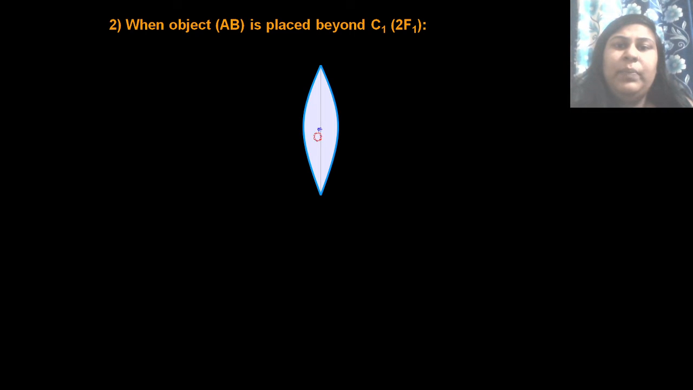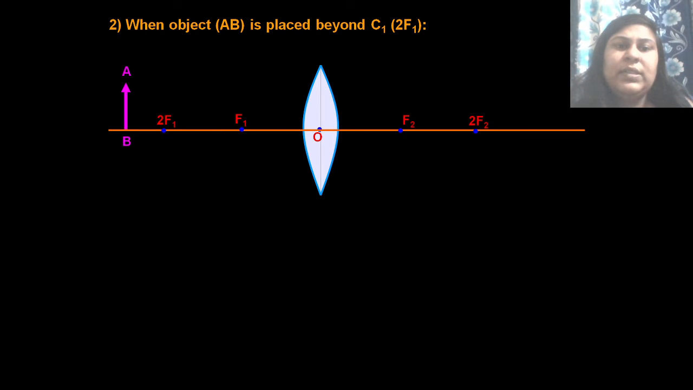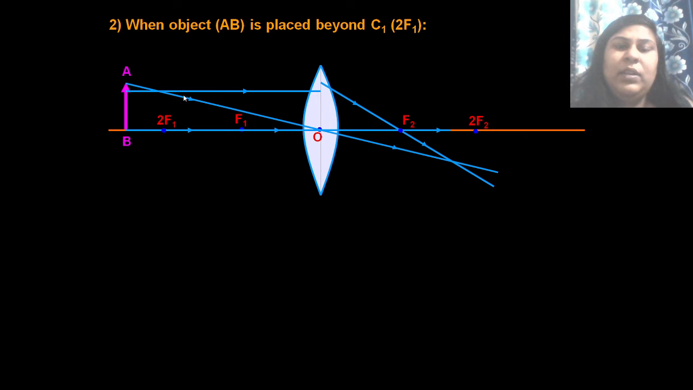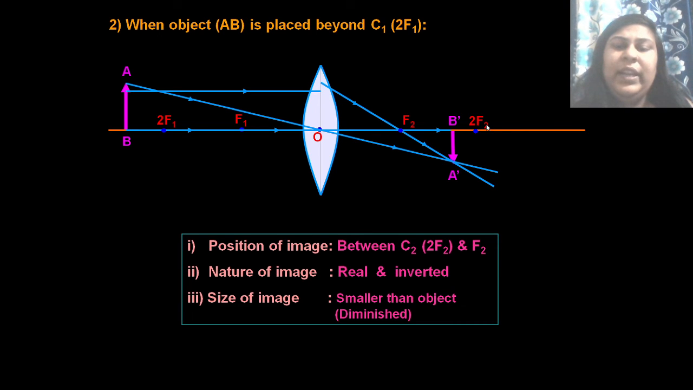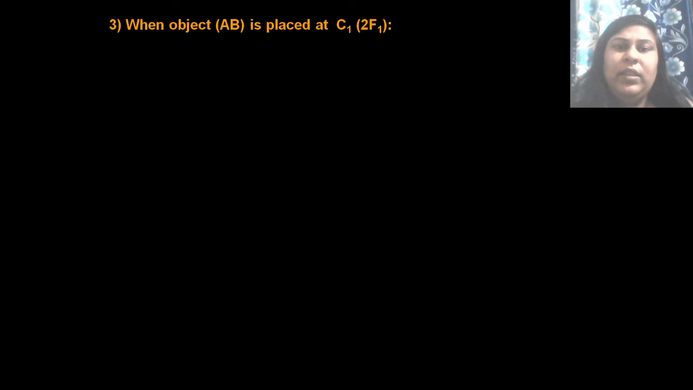When the object is placed beyond C, you can see here C1, it means the center of curvature, that is also mentioned here as the 2F1, F1 and the 2F1. Beyond the 2F1 we are placing the object. One ray is taken parallel to the principal axis, it goes away through the F2, and the second ray is taken through the optic center. They meet at this point, so the image is formed between F2 and 2F2. Real and inverted image.